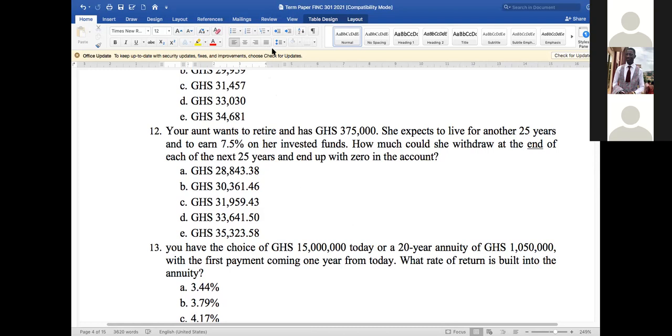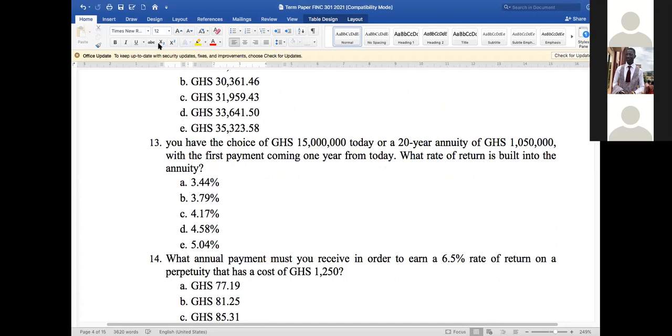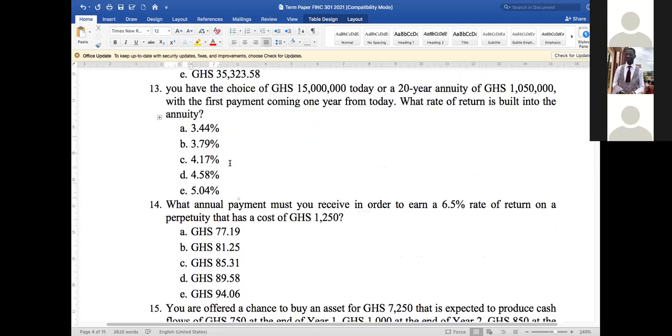Now let's simply look at question 13. If somebody reads the question and understands, let the person tell me how we want to go about it. Okay, so listen carefully. You have a choice of 15 million cedis today. What is that? PV, the present value. So that is one money.